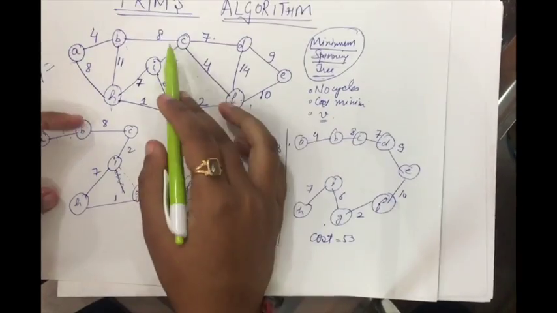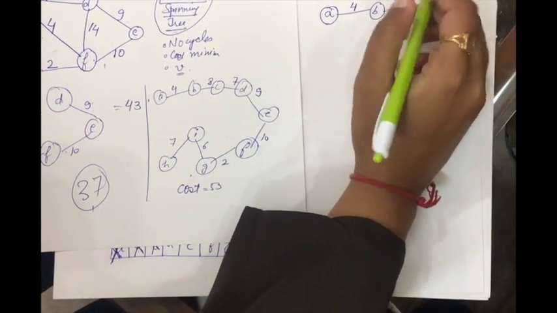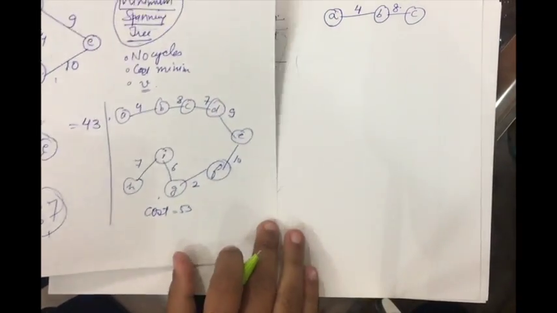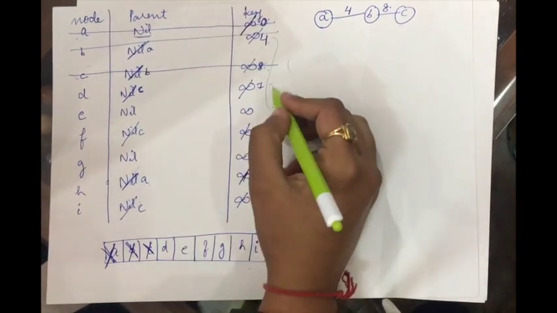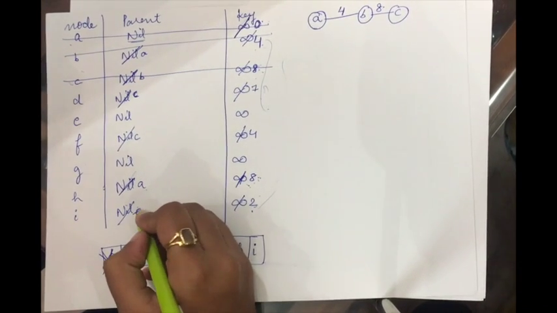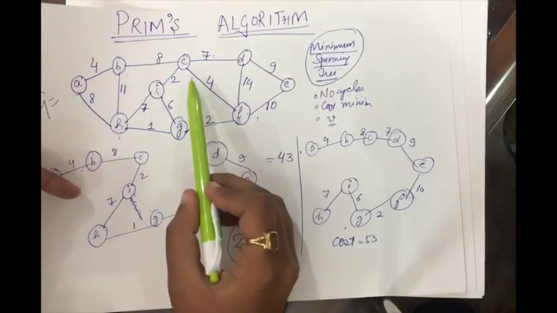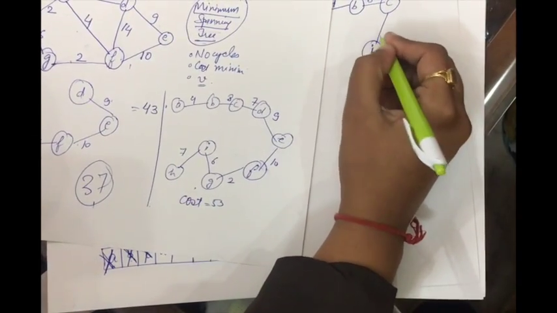Now since C has been completely traversed, we remove it from here and we also cut it from the heap. Side by side we draw it over here, so C with a value of 8. Now again we check these values. The minimum one is 2, that is node I. So from C I will go to node I with the cost of 2.